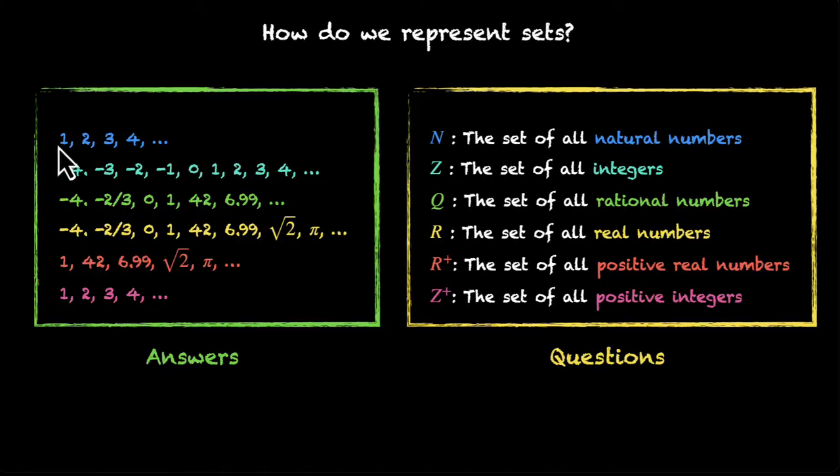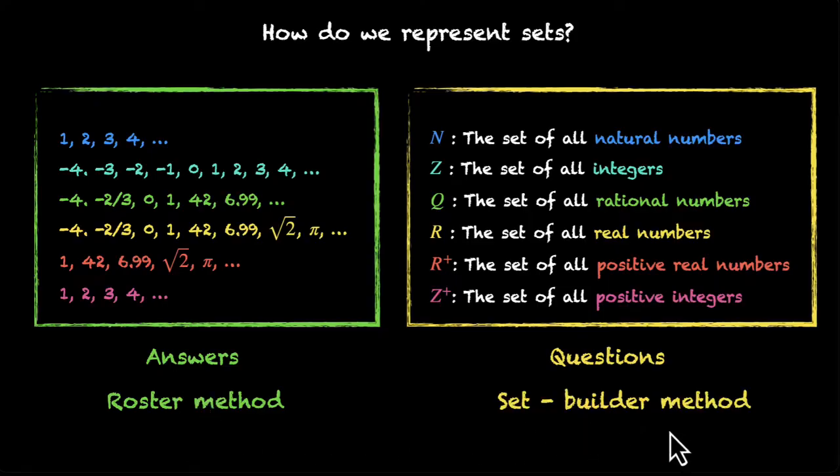Either you can say that 1, 2, 3, 4, and so on is a set, or you can say that, well, we're looking for a set of all natural numbers. Both of them work. And the technical terms that we use are roster method. Whenever we list down answers, we call it the roster method. And set builder method. Whenever we use questions, we call it the set builder method. Let's look at both of them more closely.